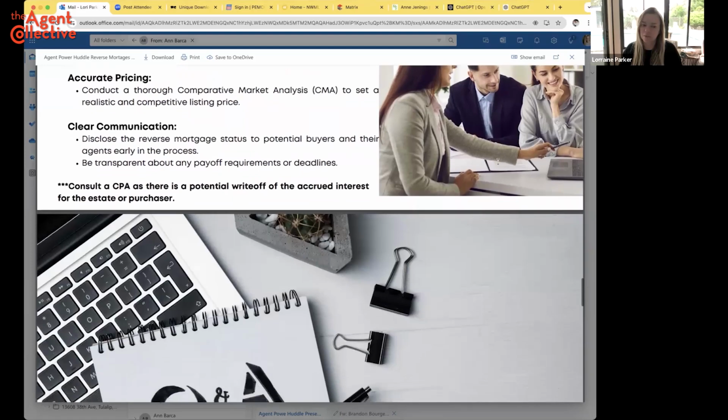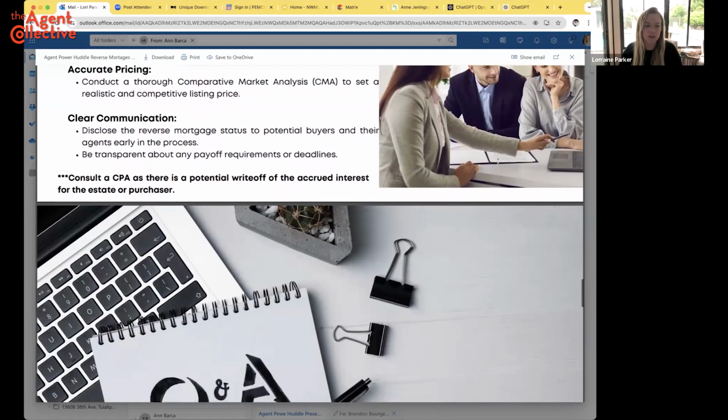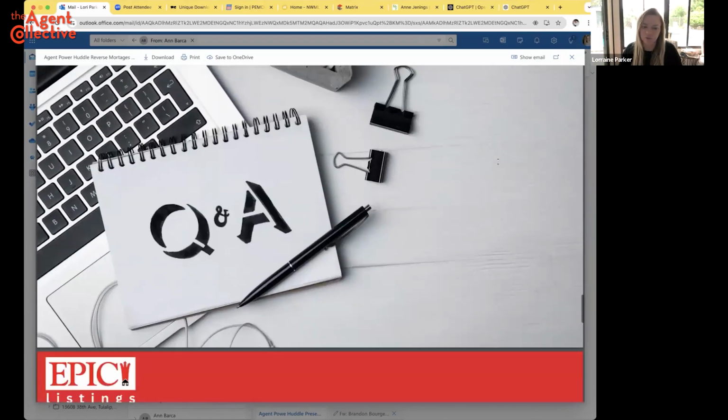Consult a CPA as there's a potential write-off for accrued interest for the estate or the purchaser.